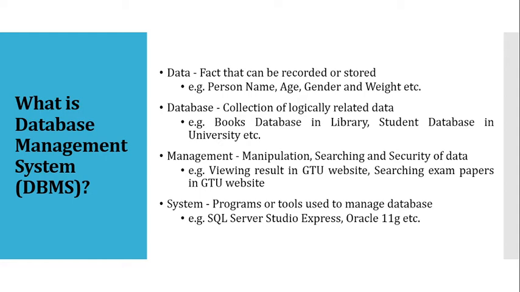Then database. A database is a collection of logically related data, or we can say a database is an organized collection of data generally stored and accessed electronically from a computer system. Where databases are more complex, they are often developed using formal design and modeling techniques. So a books database in a library and a student database in a university are examples of a database.